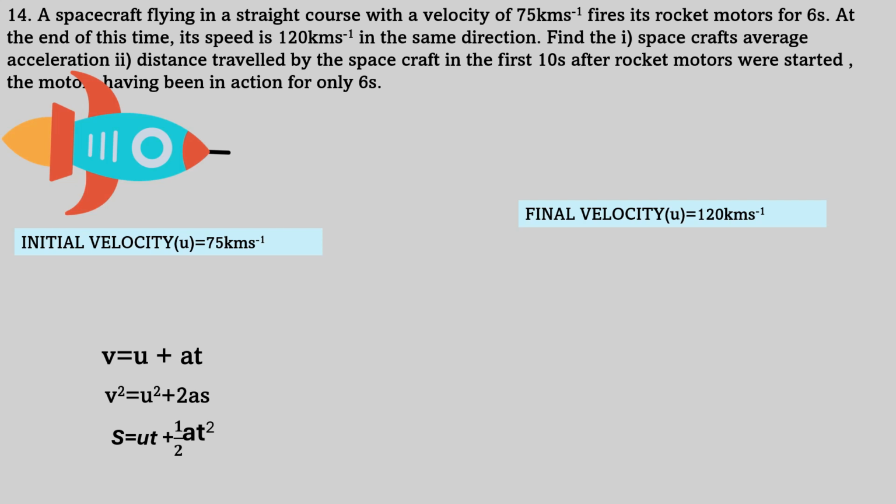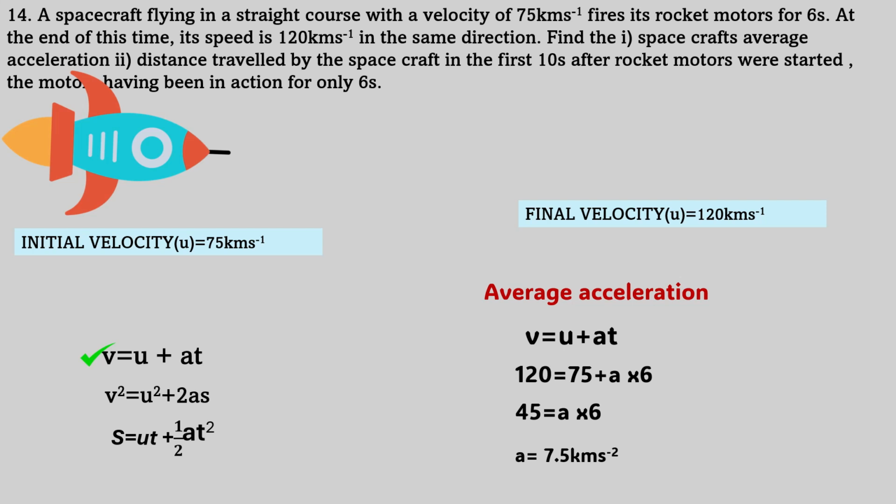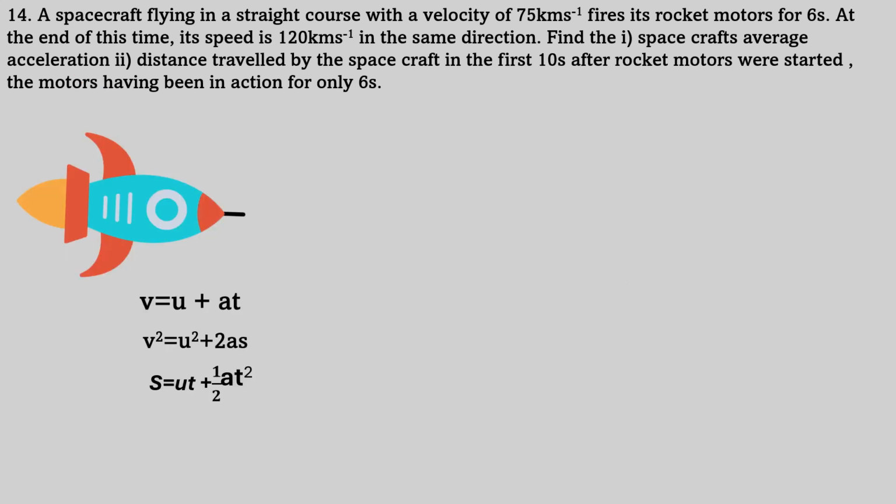सो विद इन दैट टाइम द स्पेसक्राफ्ट हैज़ बिल्ट इट्स एक्सेलरेशन because final velocity is more than the initial velocity. So you will be using the first equation. Okay, so putting all these values in the formula, we get the acceleration as 7.5 kilometer per second square. ठीक है. नेक्स्ट आते हैं, व्हाट इज़ द डिस्टेंस ट्रेवल्ड बाय द स्पेसक्राफ्ट इन द फर्स्ट 10 सेकेंड.